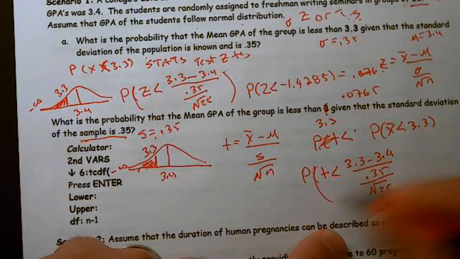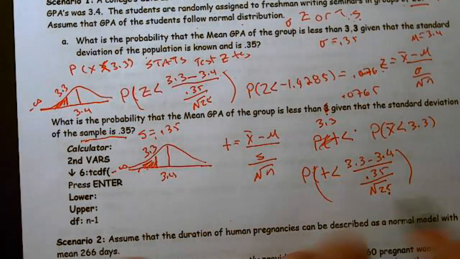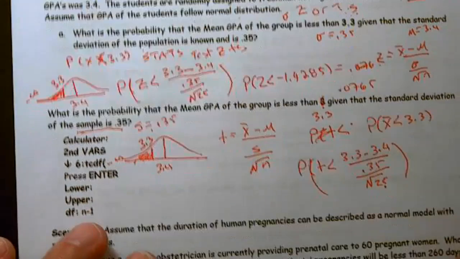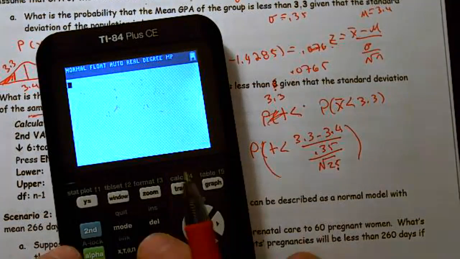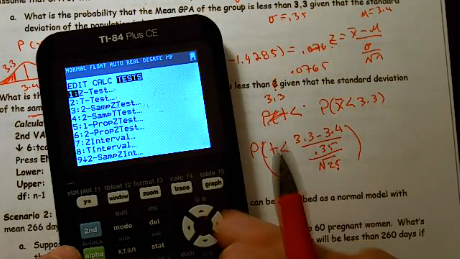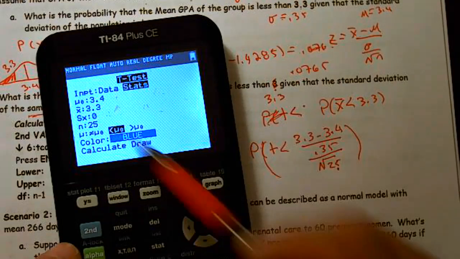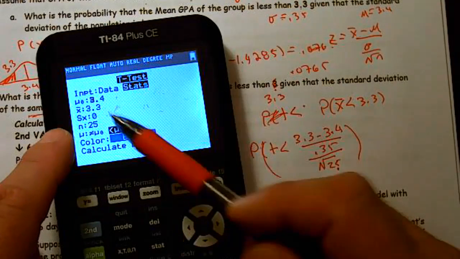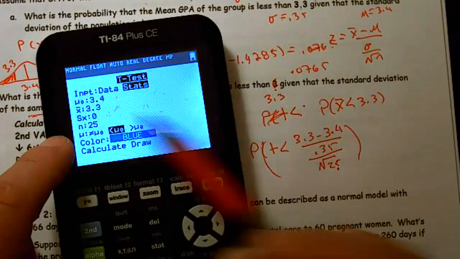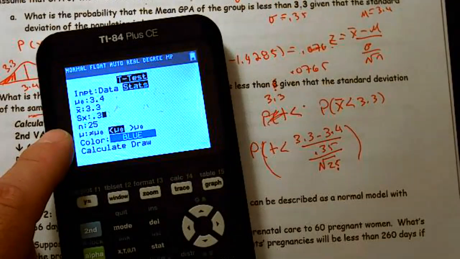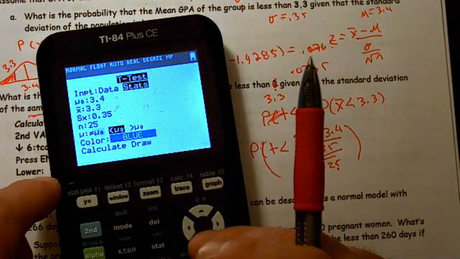Now, once again, even though my sample size is too small, I get to use it because they told me the underlying population was approximately normal. So we're going to go back to stats, test, and we're going to see t-test. Okay, that's good. T-test, mean is 3.4, the x bar is 3.3. Our standard deviation happens to be 0.35. My sample is size 25, and we're shading to the left.